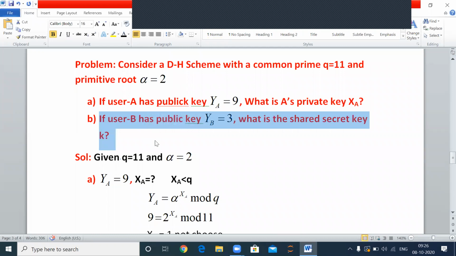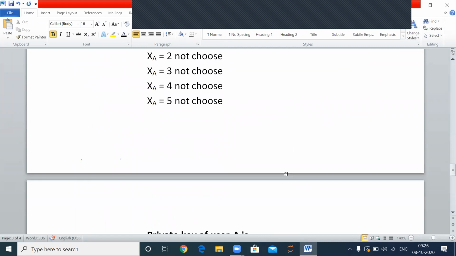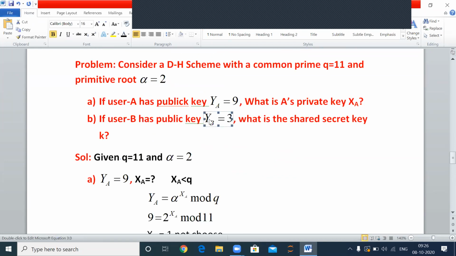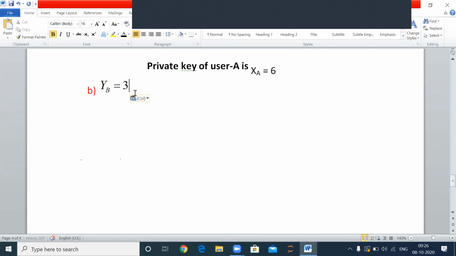Similarly, you calculate the second one. What is the second one? User B has a public key, this one. What is the shared secret key? Here, the user B public key is given. That is 3. But what is the shared secret key? That we have to calculate.